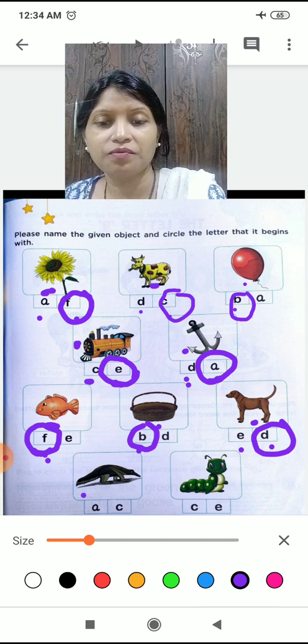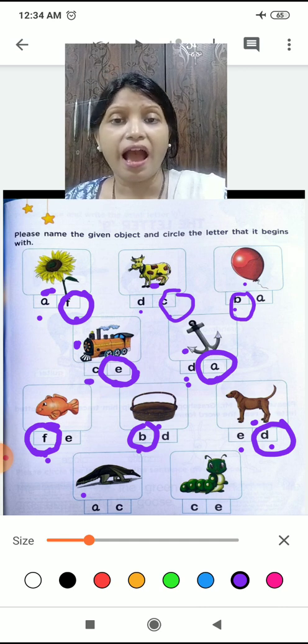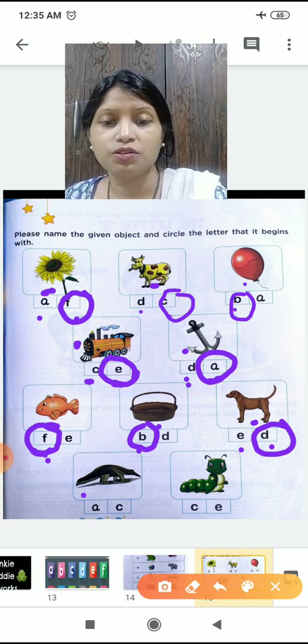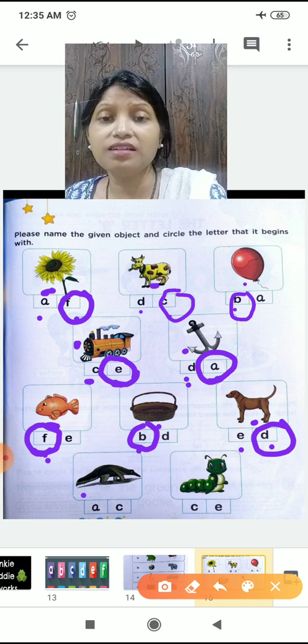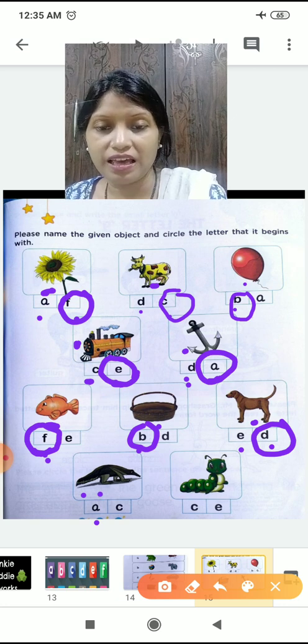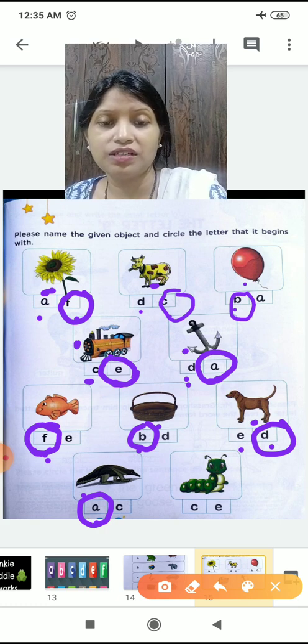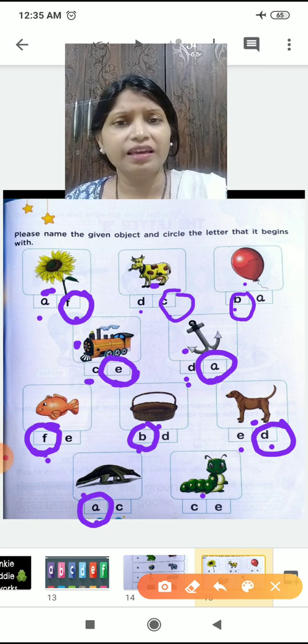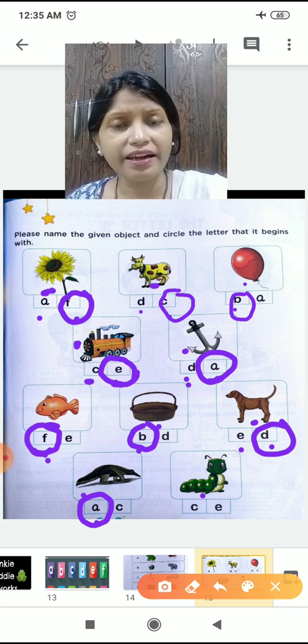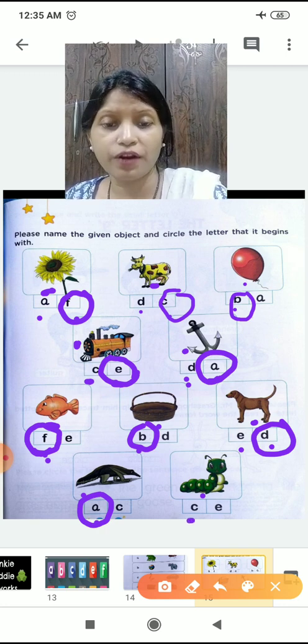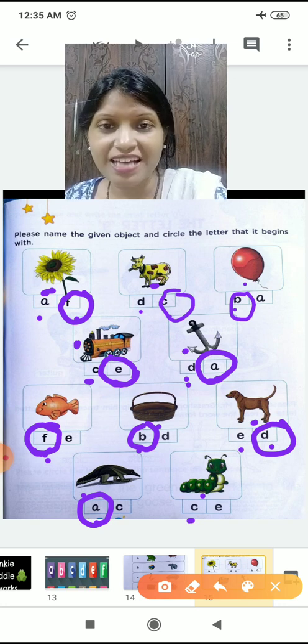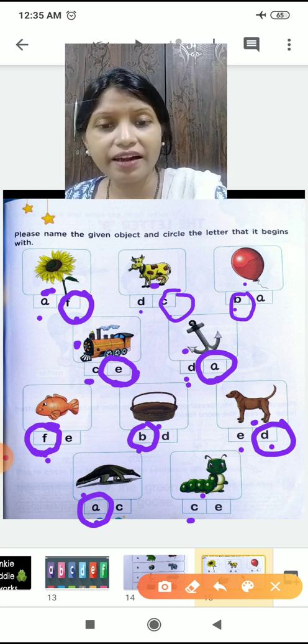What is this, children? Ant eater. It is an ant eater. So ant eater has a sound of A. A is for ant eater. Yes, A is for ant eater. Okay. Next. What is this, children? Caterpillar. Yes, we have studied this. Yes, this is a revision. So, C is for caterpillar. Yes, C is for caterpillar.